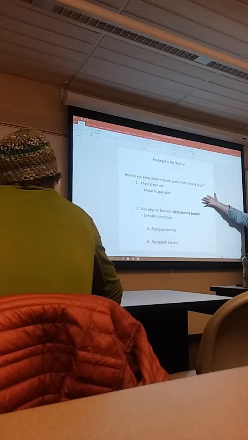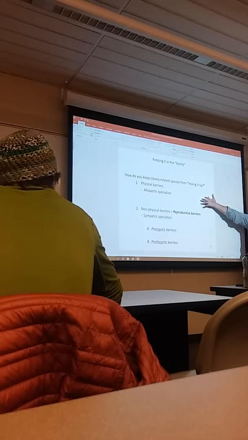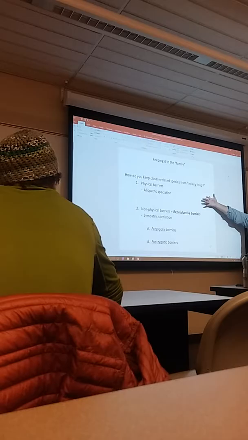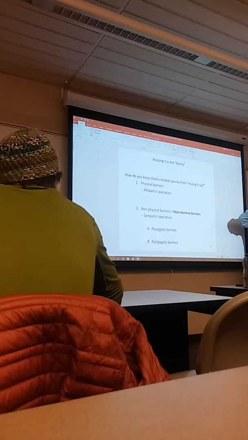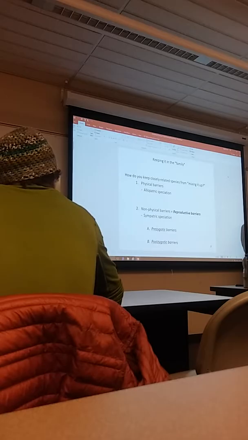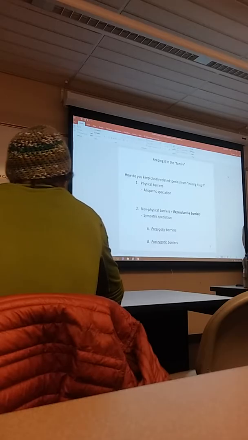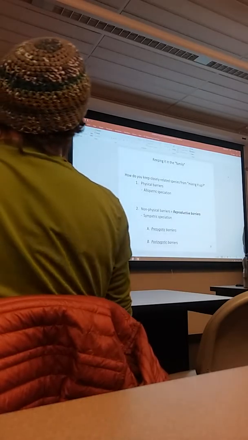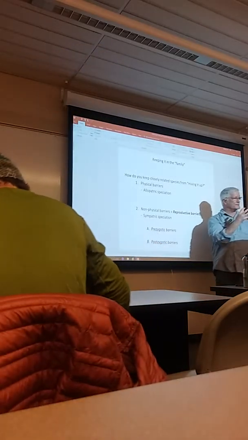You guys ever heard of bonobos? All right, cousins to chimpanzees. How come bonobos don't mate with chimpanzees? How come they're two separate species? Because they are separated by the Congo River. And chimps can't swim. But they could actually probably yell at each other across the riverbank. That's how close they are. But they're still separate groups.